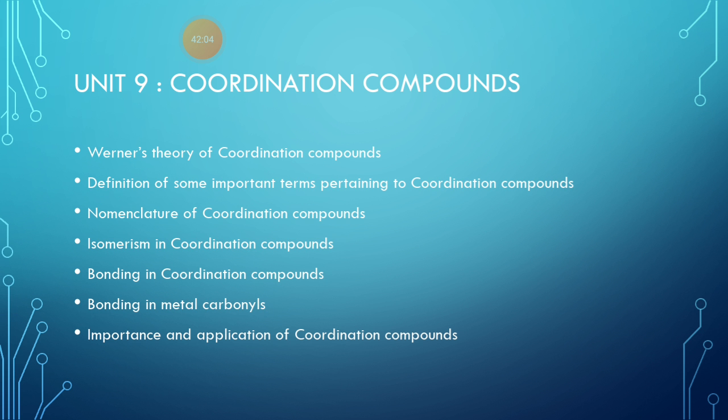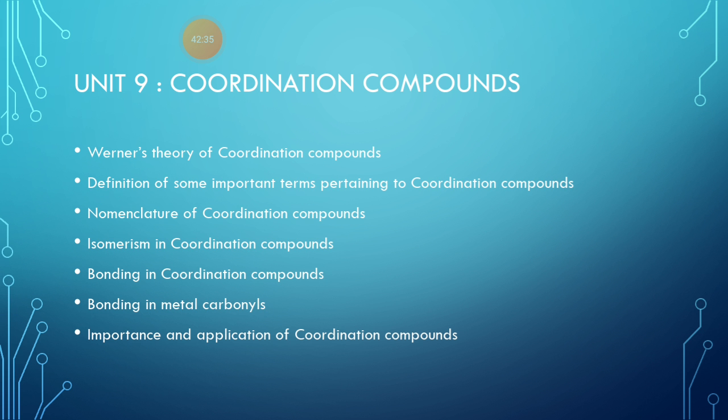Then coordination compounds show isomerism: the same molecular formula for different structural formulas is what we call isomers. So isomerism is possible in coordination compounds. What kind of isomerism is possible? The optical and geometrical isomerism we are going to learn in this particular point, and which type of compound shows which type of isomerism, that we are going to learn in the isomerism part.